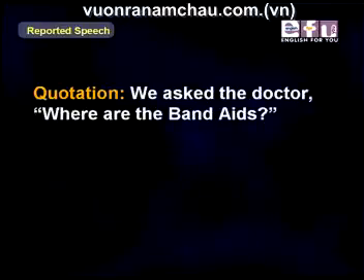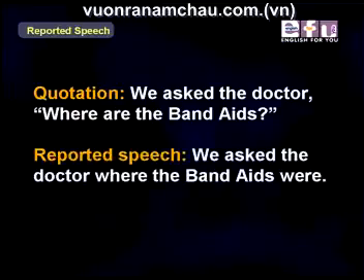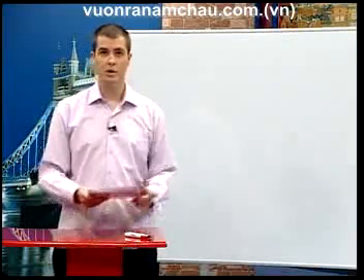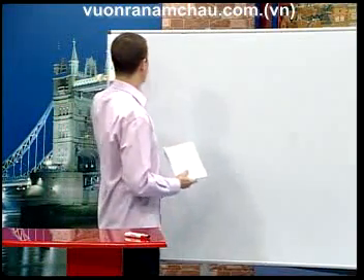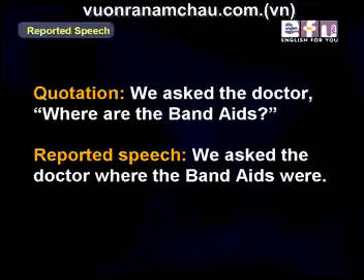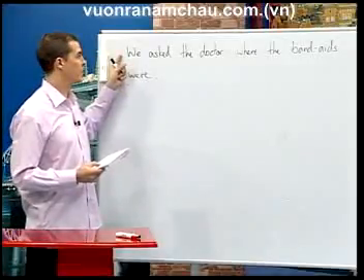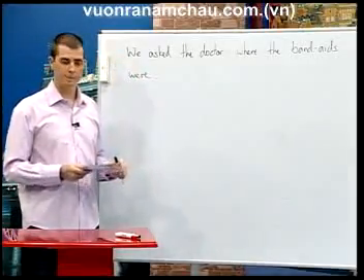Quotation: we asked the doctor, "Where are the Band-Aids?" Reported speech: we asked the doctor where the Band-Aids were. An embedded question is a sentence with a question word in the middle. For example, we asked the doctor where the Band-Aids were. Okay, this is the reported speech. The real question would be, where are the Band-Aids?